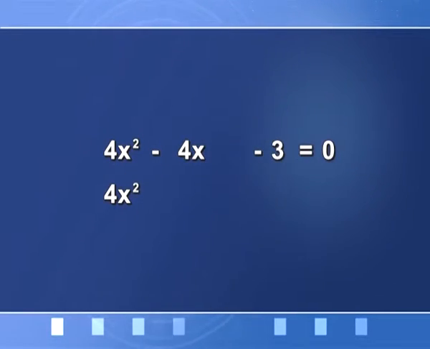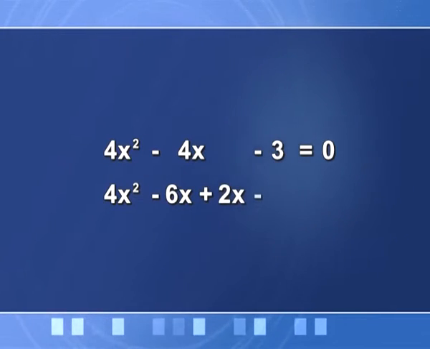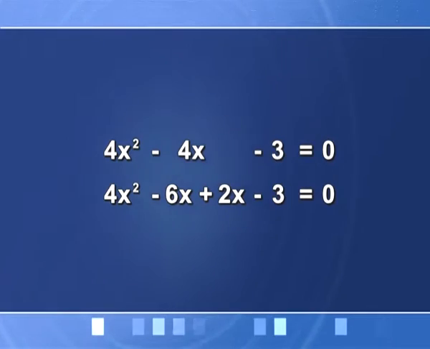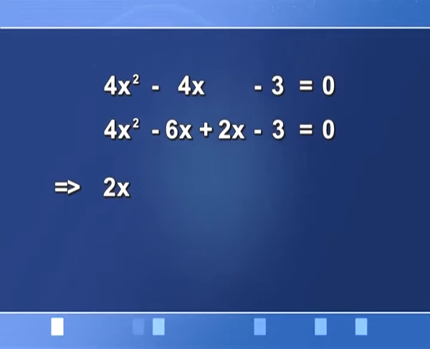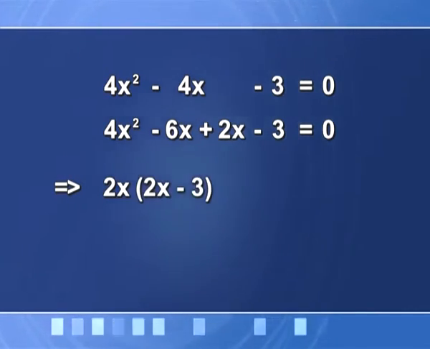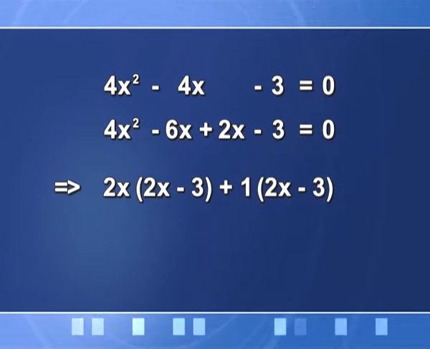So, I write down 4x square minus 6x plus 2x minus 3 is equal to 0. Remember, minus 6x plus 2x will give me minus 4x. So, I have not changed the equation, I have simply rewritten it for a convenient operation. This gives me 2x common in the first two terms, where I get 2x into 2x minus 3 plus 1 into 2x minus 3.